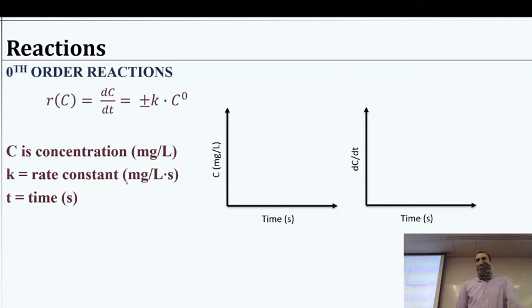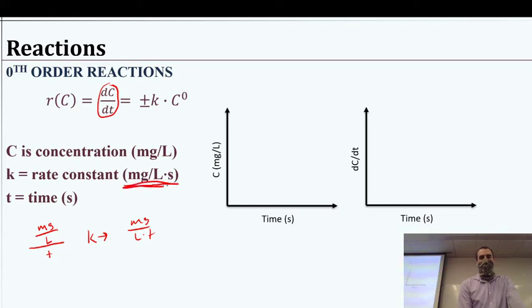For a zero-order reaction, this rate constant has to account for the same units as dC/dt. So if we take a look at the units that come out of dC/dt, that's going to be a change in concentration, so milligrams per liter per time, and k has to satisfy all of the units here because we have no C. So k is going to have to be in milligrams per liter times time, which is exactly what we have in this k. So again, this units analysis can show us exactly what we need. So that's where we got that. And this is a mess, so I'm going to erase some of it.